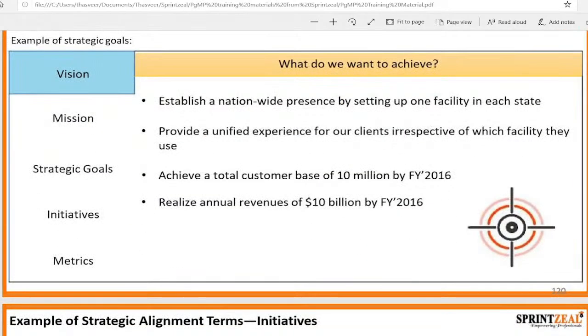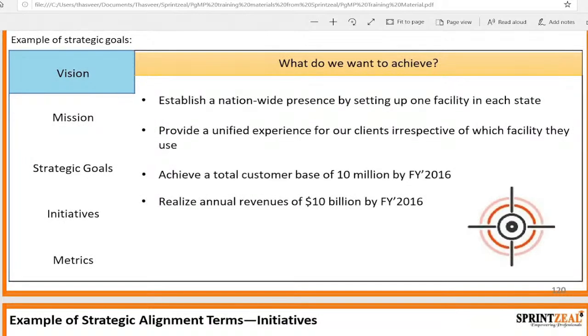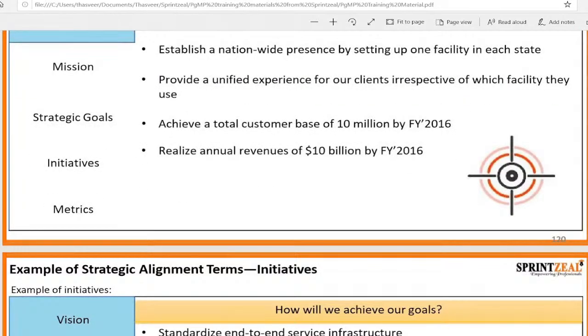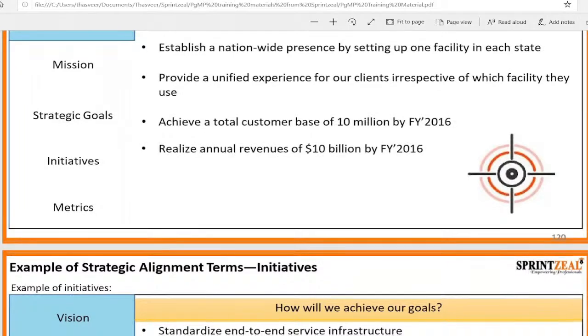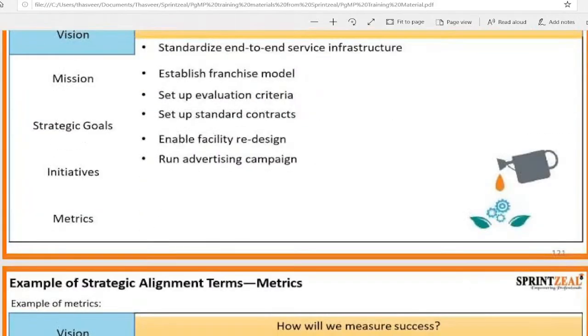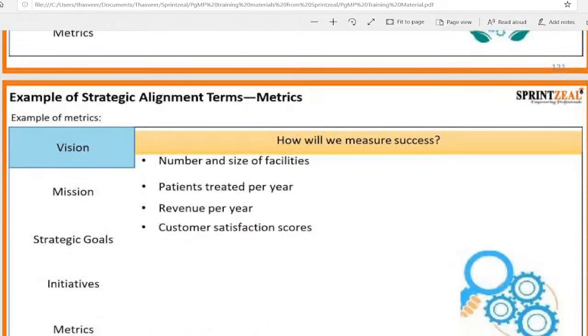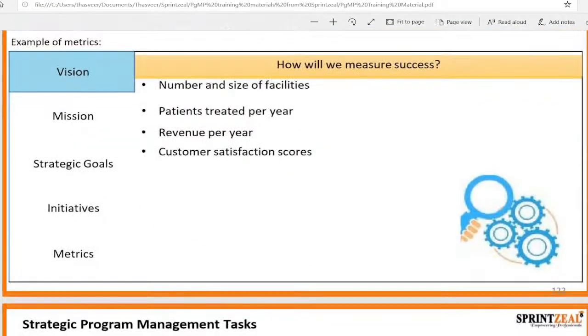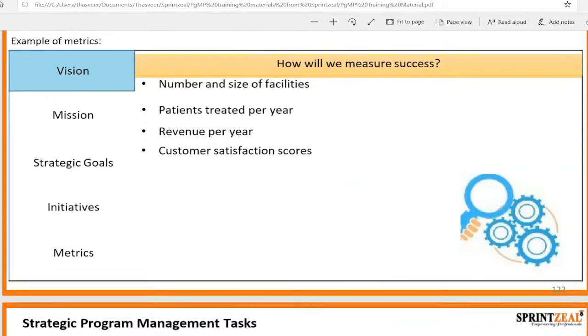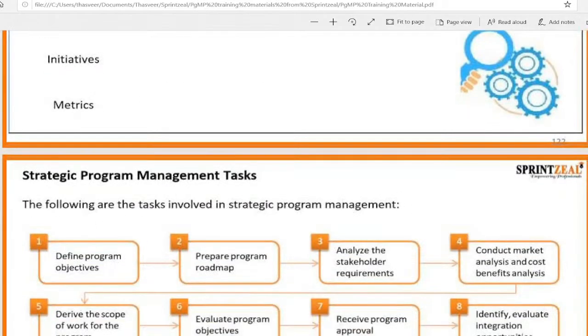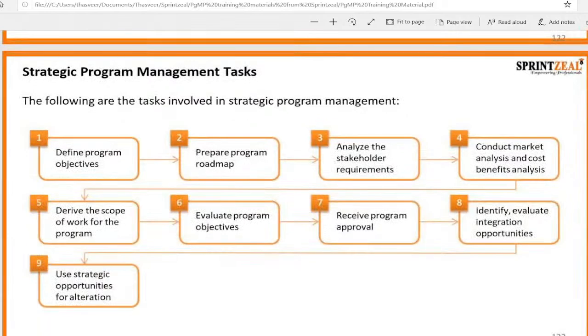Strategic goals: achieve a total customer base of 10 million by 2016, realize annual revenue of 10 billion. Those are like initiatives or strategic goals. So these are some examples for you. How we will measure success: number and size of facilities, patients treated every year, revenues per year, customer satisfaction scores, etc.